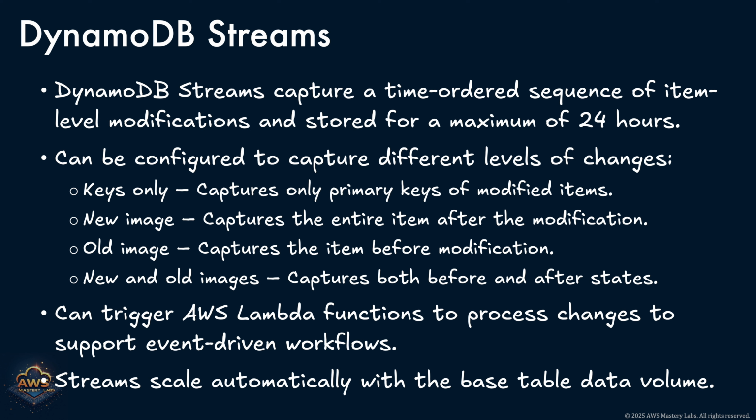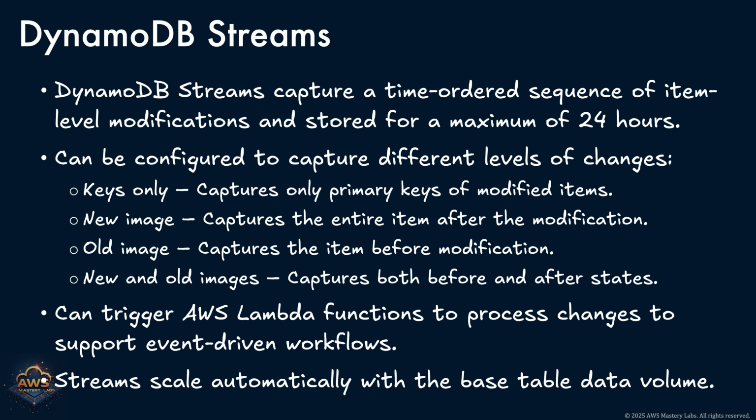To provide flexibility in how changes are recorded, DynamoDB Streams offer 4 different stream view types. The keys-only mode captures just the primary keys of modified items, while the new image and old image modes store the complete item state before or after a modification. For a complete audit trail, the new and old images mode captures both pre-update and post-update states, offering comprehensive visibility into data changes.